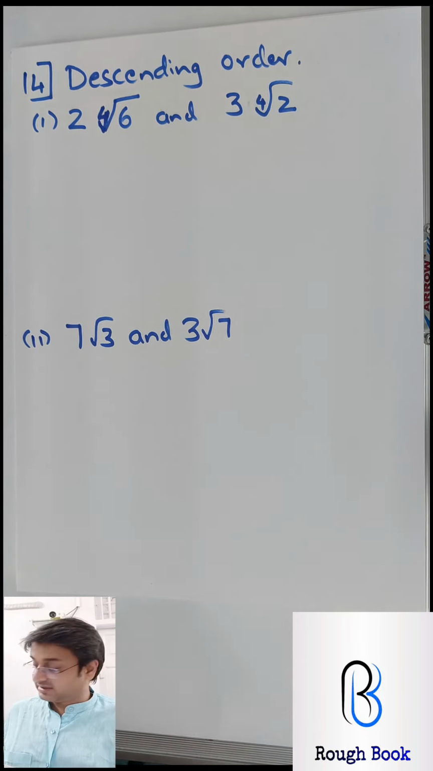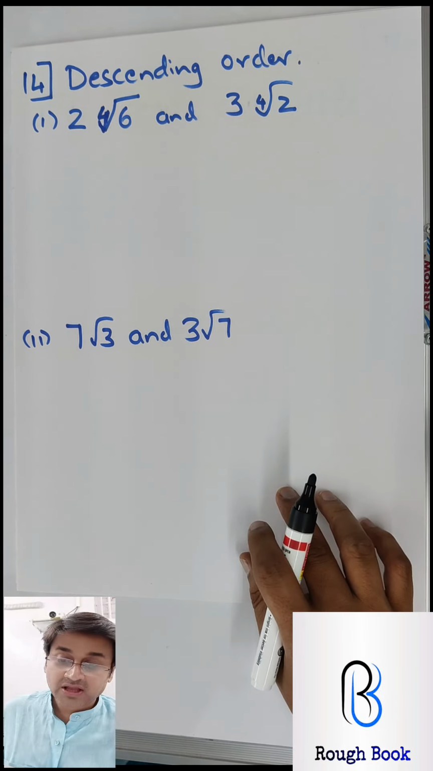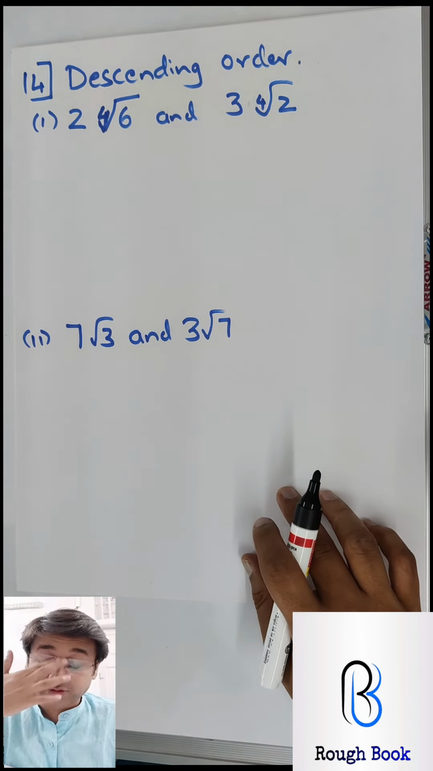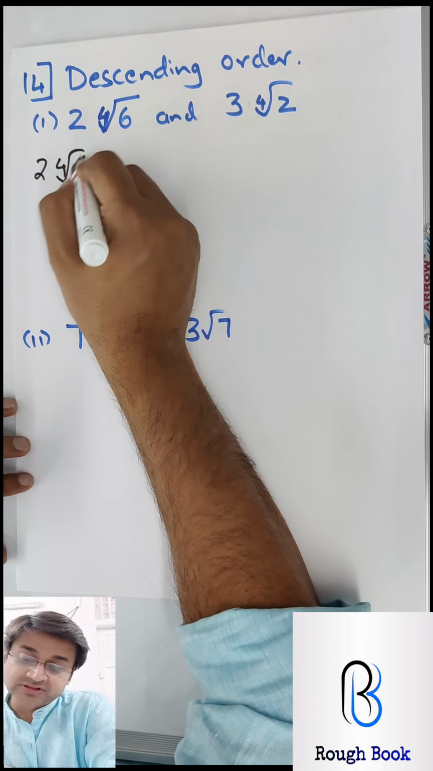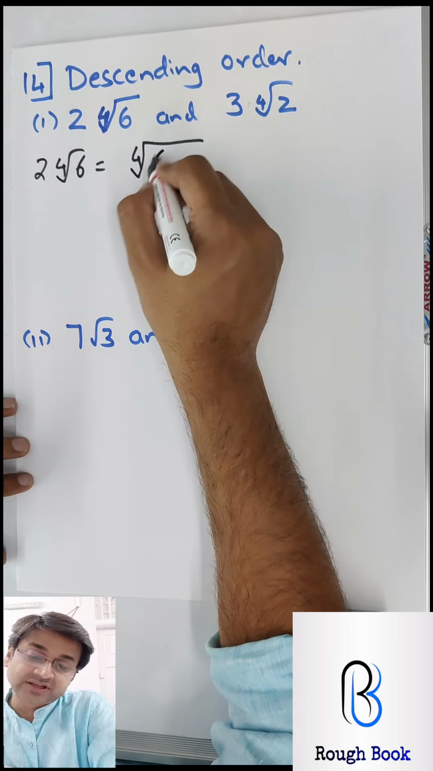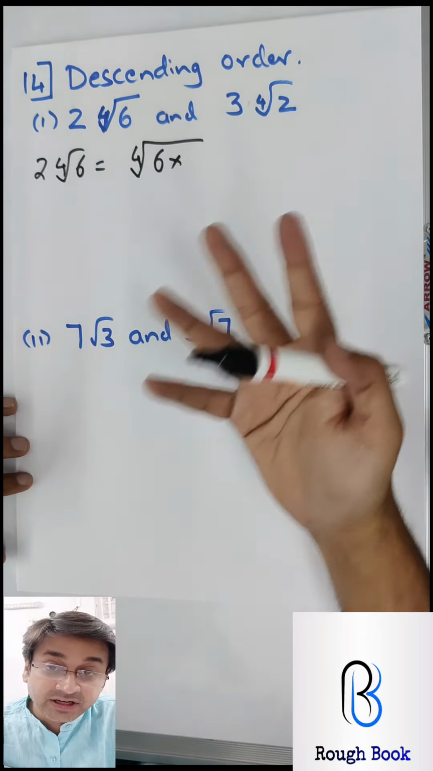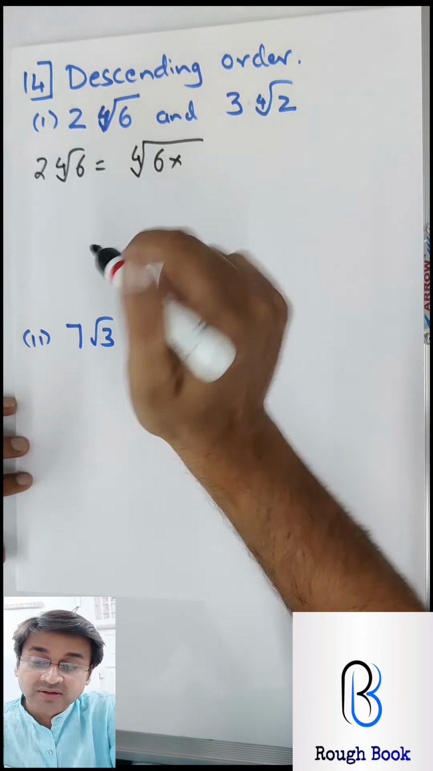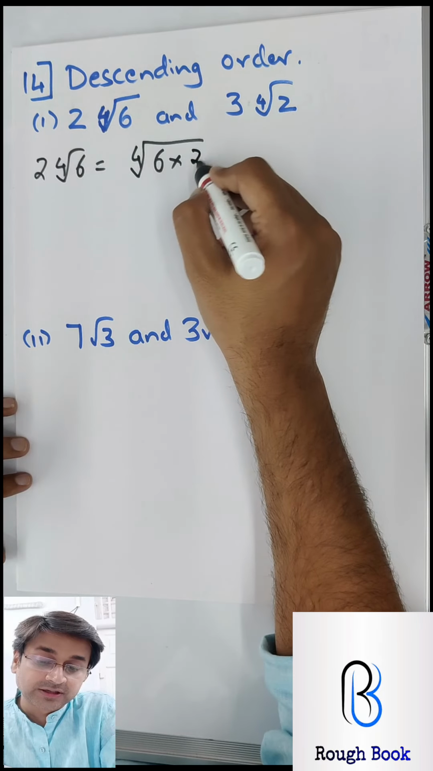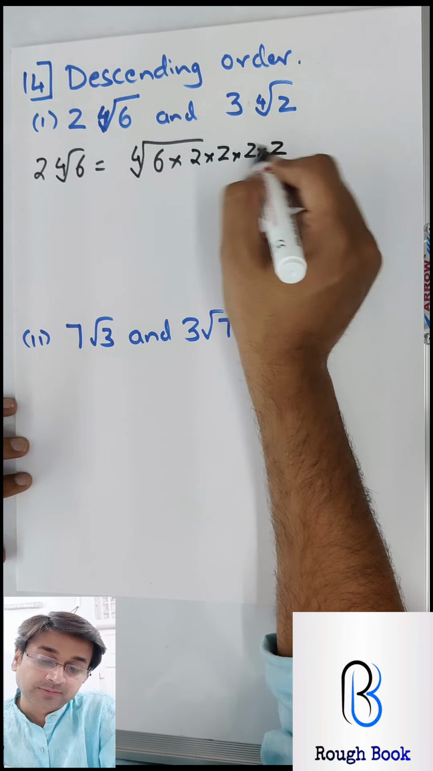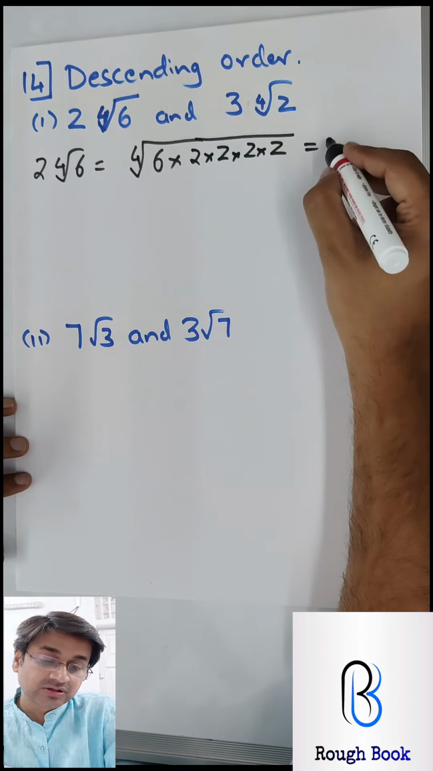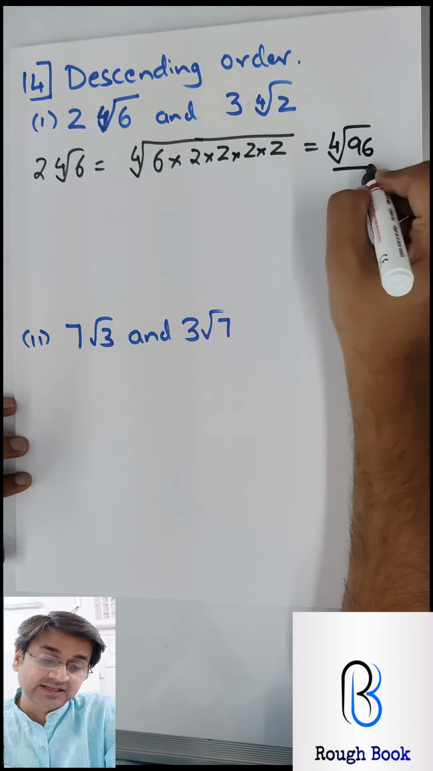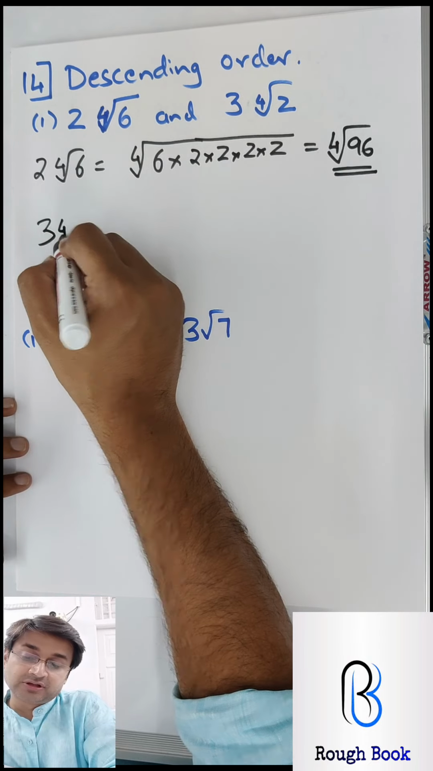Let's move to the next one. They say descending order this time. So again this time we'll have to convert it. Okay, so 2 fourth root 6. 2 will come inside how many times? 4 times, because there is a 4 over here. So 1, 2, 3 and 4. So 2 twos are 4, 2 fours are 8, 2 eights are 16, into 6. So fourth root 96. Likewise, can you convert this one?